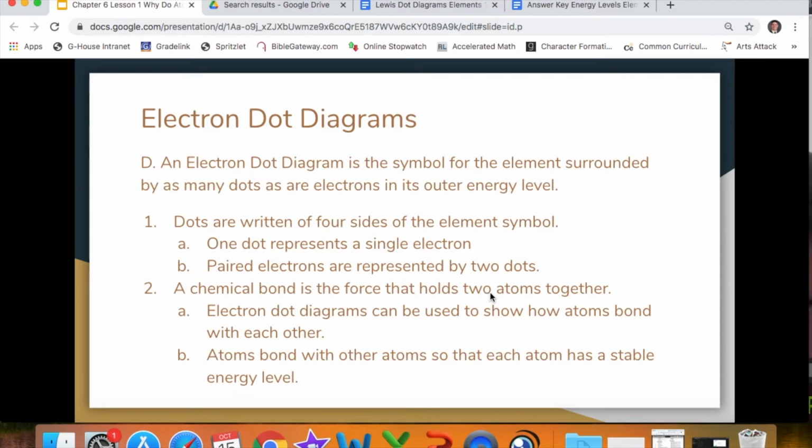The dots are written in pairs on 4 sides of the element symbol, starting by writing 1 dot on the top of the element symbol, then work your way around, adding dots to the right, bottom, and left. Add a 5th dot to the top to make a pair. Continue in this manner until you reach 8 dots to complete that level.